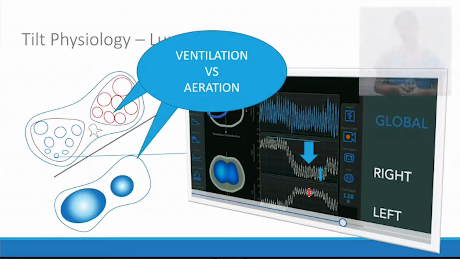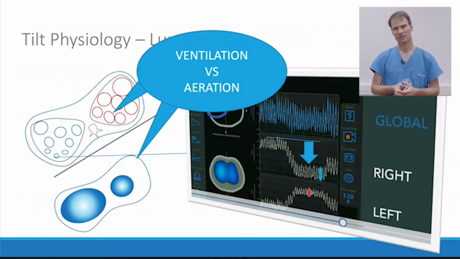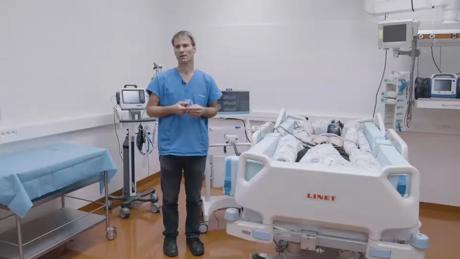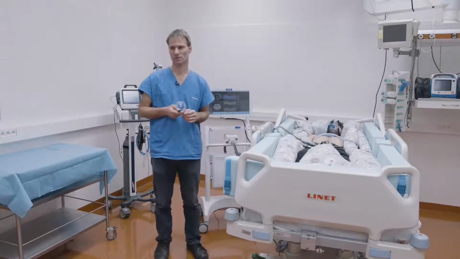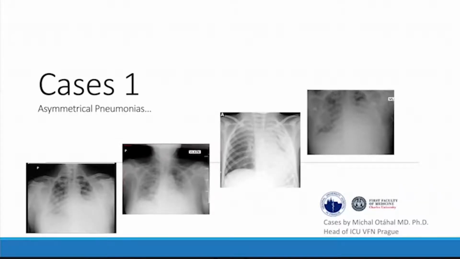But I'd like to comment here that ventilation is not identical to aeration. If we see a nice CT or X-ray image of a nicely aerated lung, it does not necessarily mean that this lung ventilates. It can be overstretched, overdistended, and may contribute to VQ mismatch. We should bear that in mind. Okay, what are the clinical implications? So, end of demo, clinical implications. Asymmetrical pneumonias. We have many with COVID, we have very many. The majority of patients have asymmetrical affection.